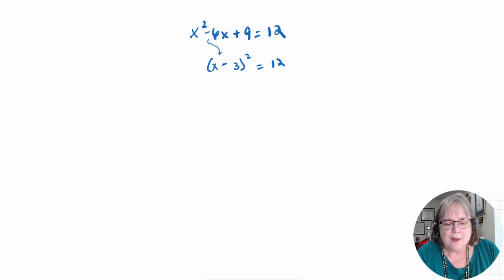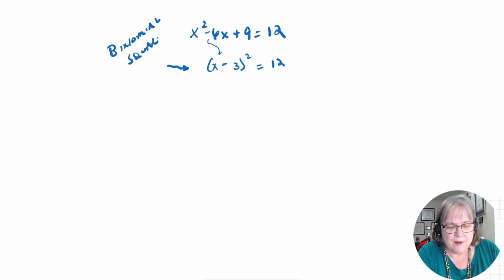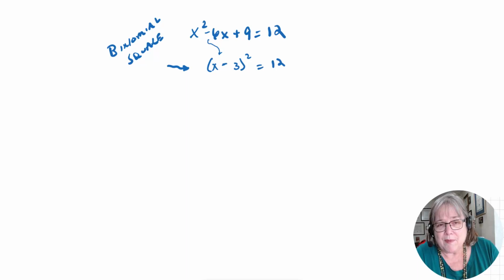Now, this thing on the left is a binomial because there are two terms in there, and they're squared. So this is called a binomial square. And this square is the one that you're going to complete. That's the technique: how do I get a binomial square if it isn't already set up to be this? Can I obtain one? Sure.